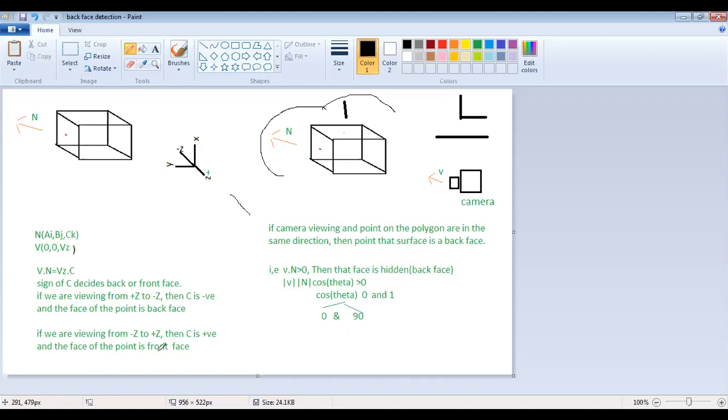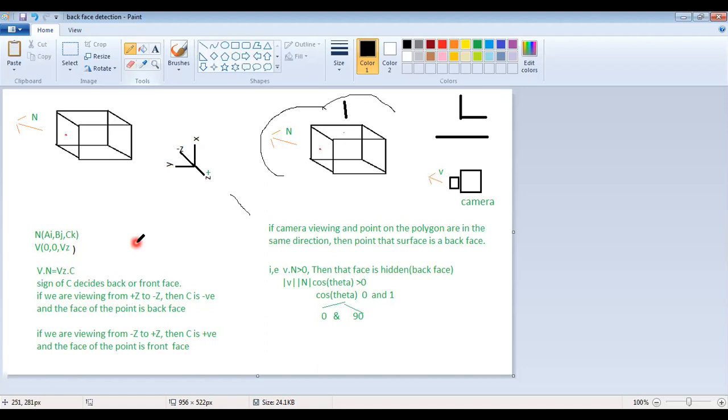So now we shall take the dot product of V dot n. What is the dot product of V dot n? Let us multiply V with n. So x of V with x of n, y of V with y of n, and z of V with z of n. That is 0 into ai, which is 0, 0 into bj, which is 0, and Vz into ck. So in V dot n, the x and y multiplications will be 0, and only the z portion comes into picture, and I say V dot n is equal to Vz times c.